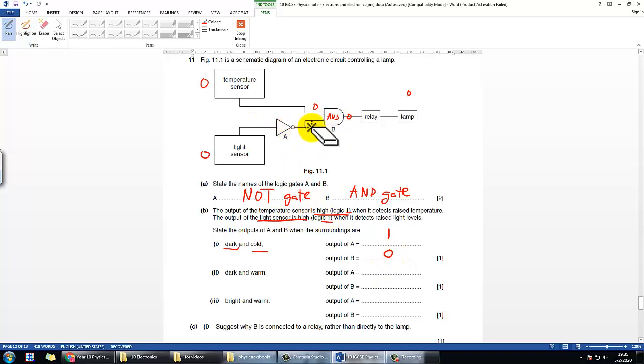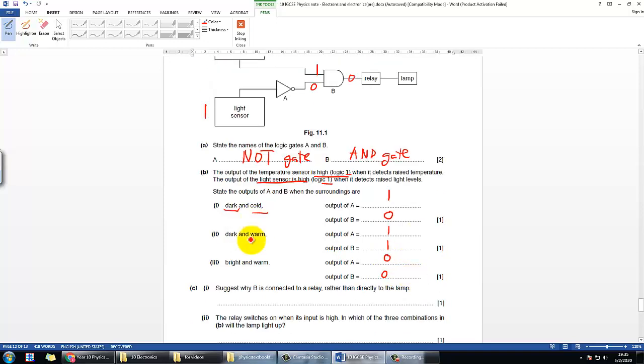So let's start over for the next part. Dark and warm. So temperature changes to 1, light remains the same. This is 1, this becomes 1 through the NOT gate, and 1 and 1 give 1. So 1 and 1. Okay, let's start over for the next one. Bright and warm. So this time it's 1 and 1 for light sensor and temperature sensor. So here we got 1. After the NOT gate we become 0 here. 1 and 0 give you 0. So that's it. So the answer is 0, 0.